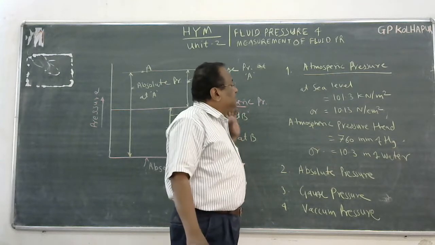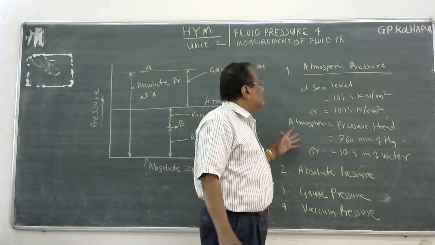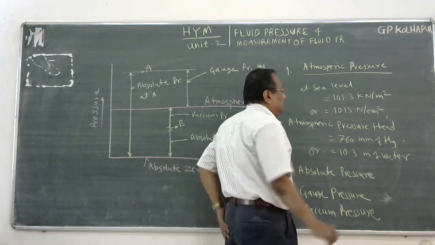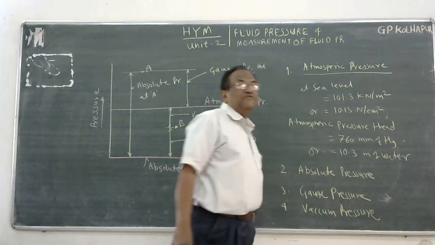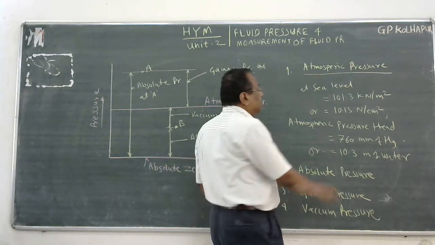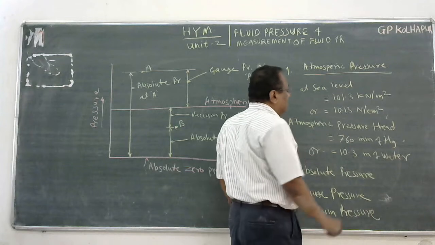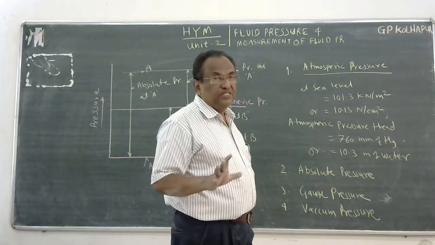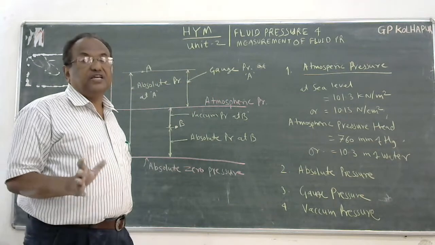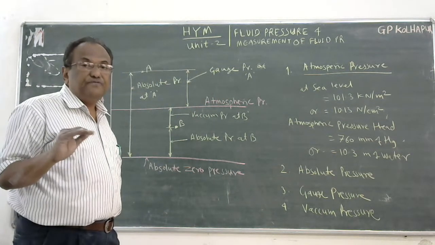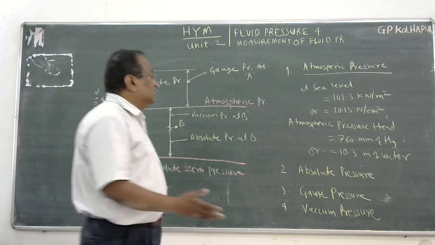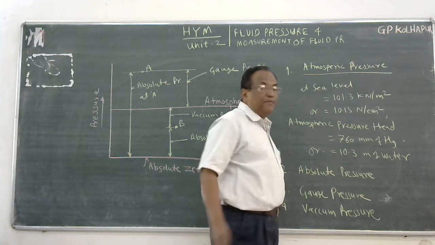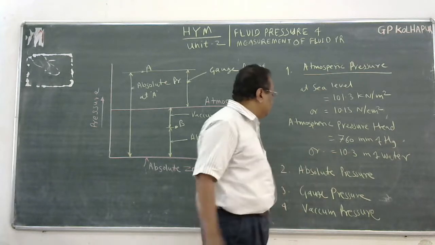If we want to express the atmospheric pressure in terms of pressure head, it comes out to be 760 mm of Hg or 10.3 meters of water. It will balance a column of 760 mm of mercury or 10.3 meters of water. I have already told you that pressure is also expressed in terms of meters, so the atmospheric pressure head here is expressed as 760 mm of Hg or 10.3 meters of water.